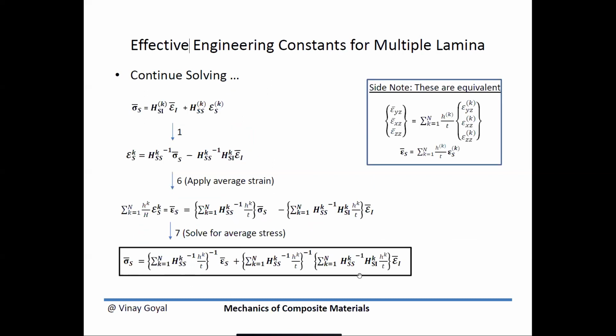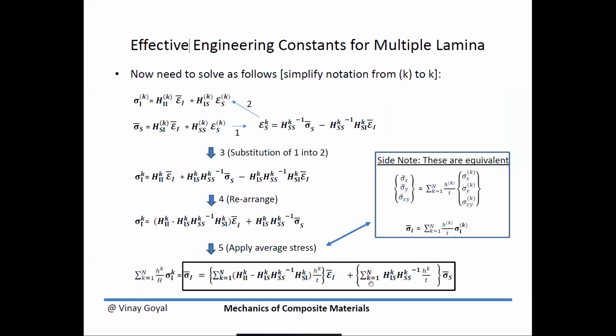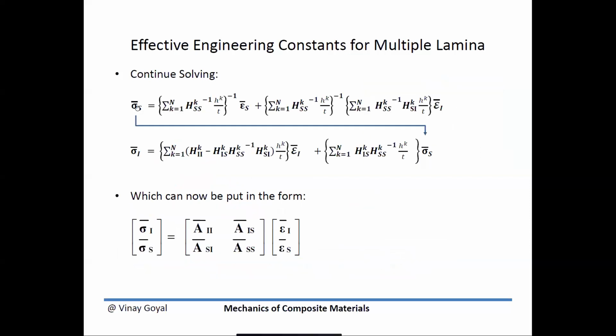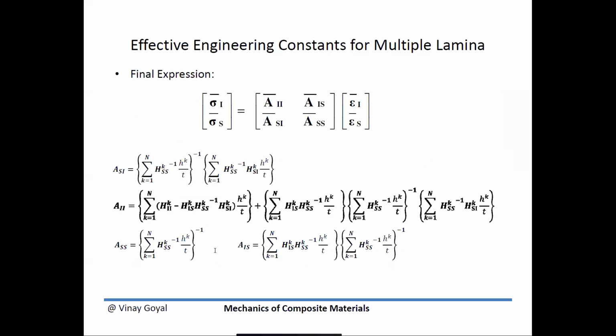So this sigma s bar can now be plugged into the previous equation. I can plug it in here. And when I do that, now I can put it in this form, which is what I want in the first place. And it's messy, but you can get there. So each of these terms are defined here at the bottom. AII bar is this one, AIS is this one, and so forth.